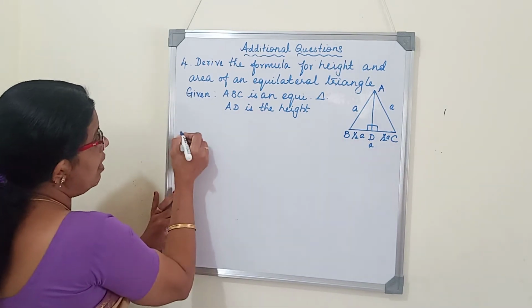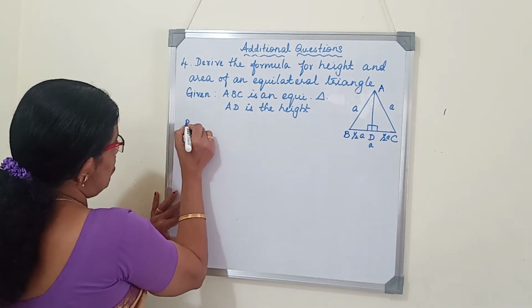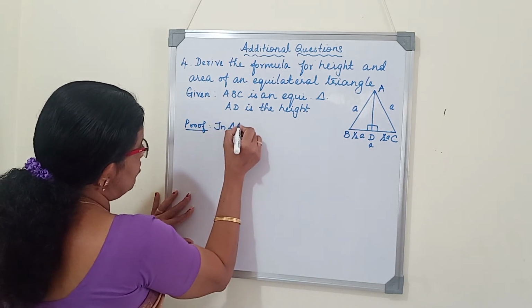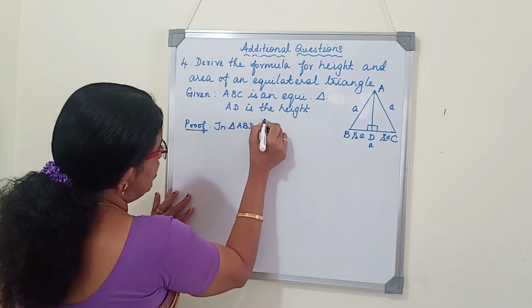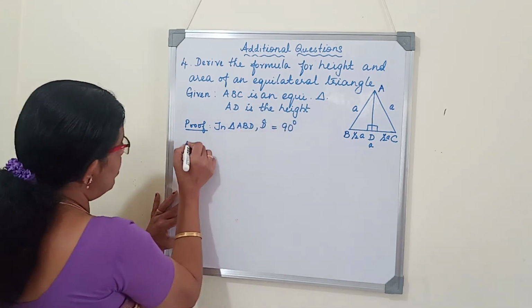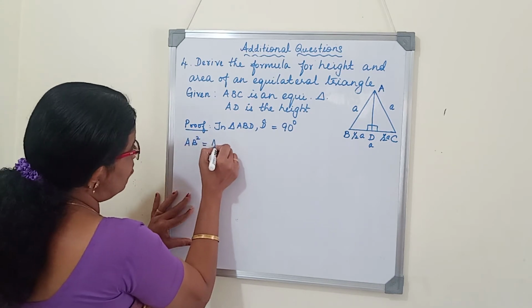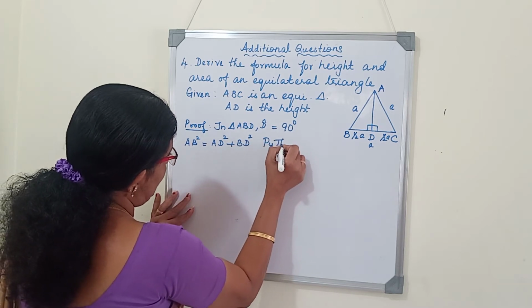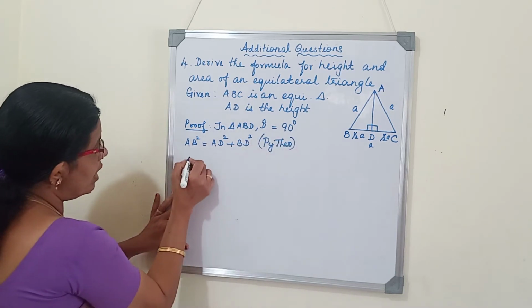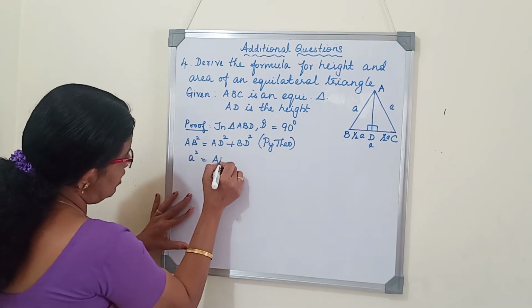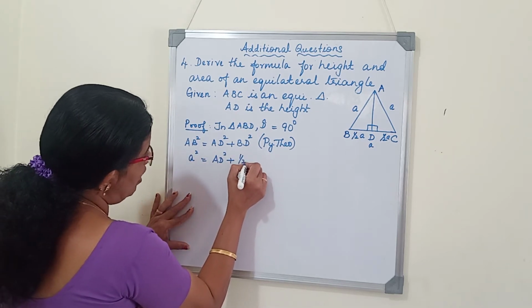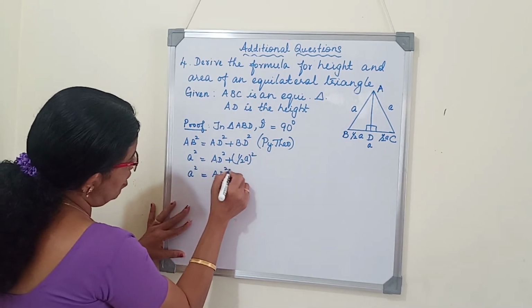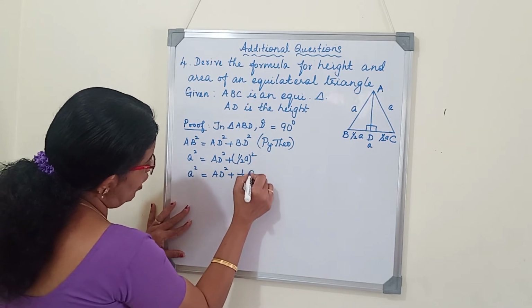In any one triangle we will apply the Pythagoras theorem. In triangle ABD, angle D is 90 degrees. So AB square equals AD square plus BD square. Now AB is A, so A square equals AD square plus half A the whole square.